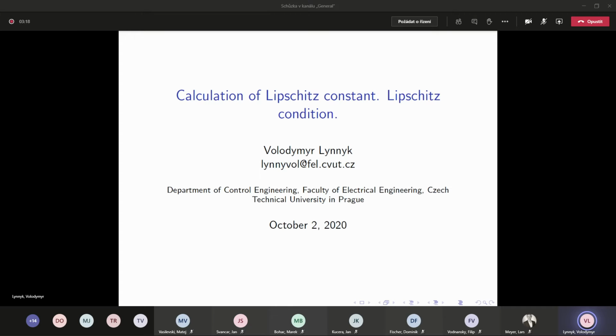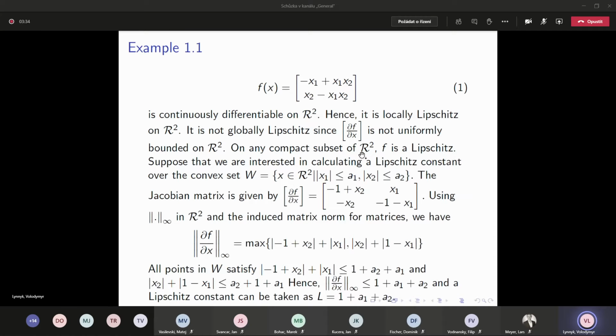Today we make something with calculation of Lipschitz constant and Lipschitz condition, local and global Lipschitz. And I will start with an example from Khalil's book. You can find this example on page 16. And here we have a function f.